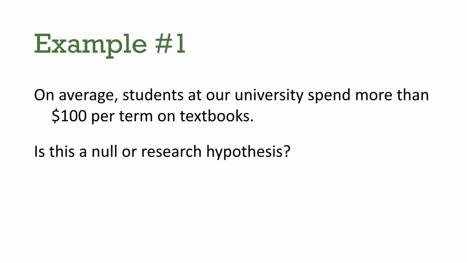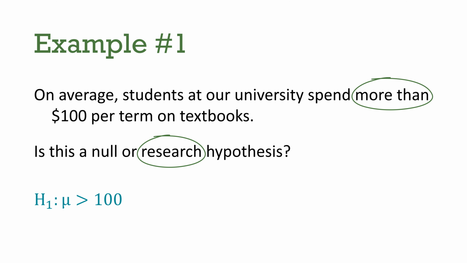On average, students at our university spend more than $100 per term on textbooks. Is this a null or research hypothesis? Recall, the null hypothesis always contains the possibility of an equality, and the research hypothesis always states that there is some difference or some change. The key words here are more than. That signifies a difference. This is an example of a research hypothesis. If I were to write this out using symbols, this is what it would look like. The research hypothesis is that mu, the population mean, is greater than 100.